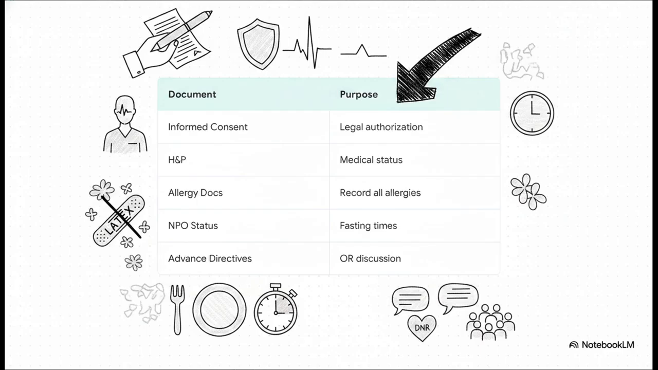So, we've got the informed consent, which is the legal authorization that must be obtained by the surgeon. Then there's the history and physical, which details the patient's medical status and has some very strict timing rules. We also have allergy documentation, where all allergies, especially latex, have to be recorded. Then there's the NPO status, which dictates fasting times so we prevent dangerous pulmonary aspiration. And finally, advanced directives, like DNR orders, which require an explicit, clear discussion right there in the OR.